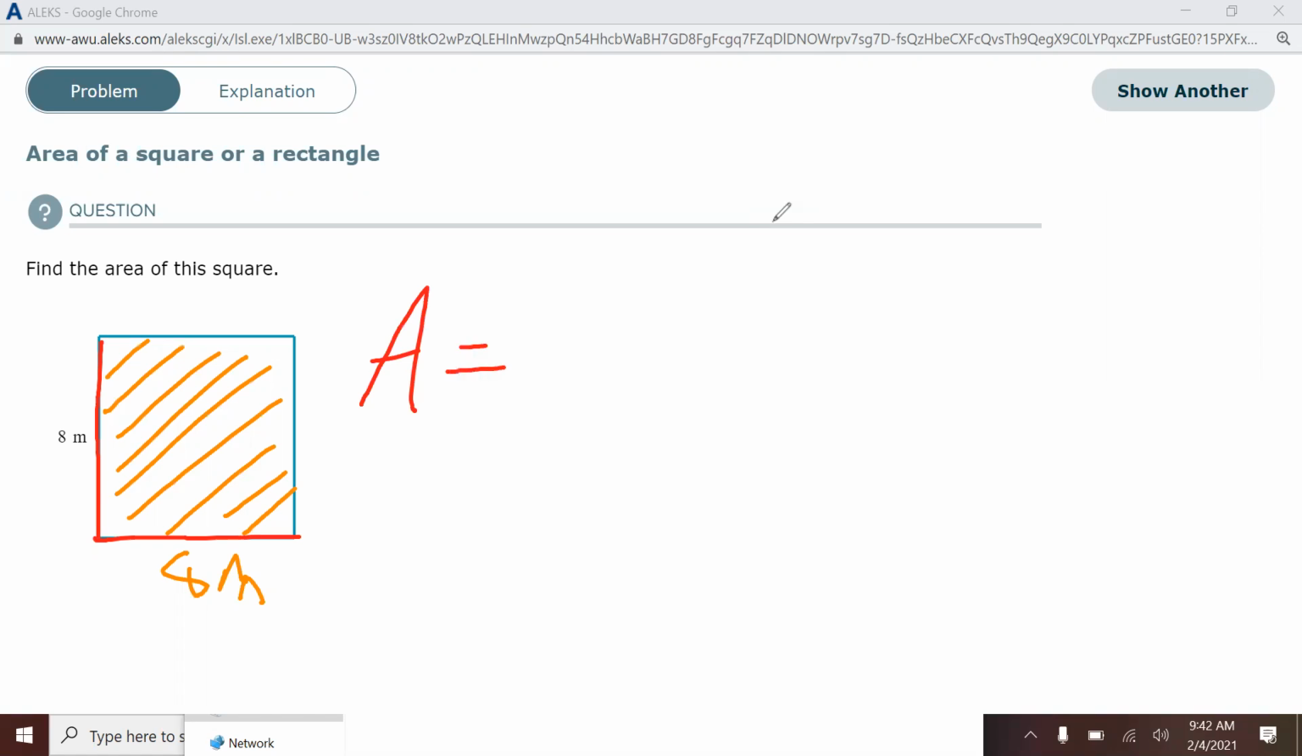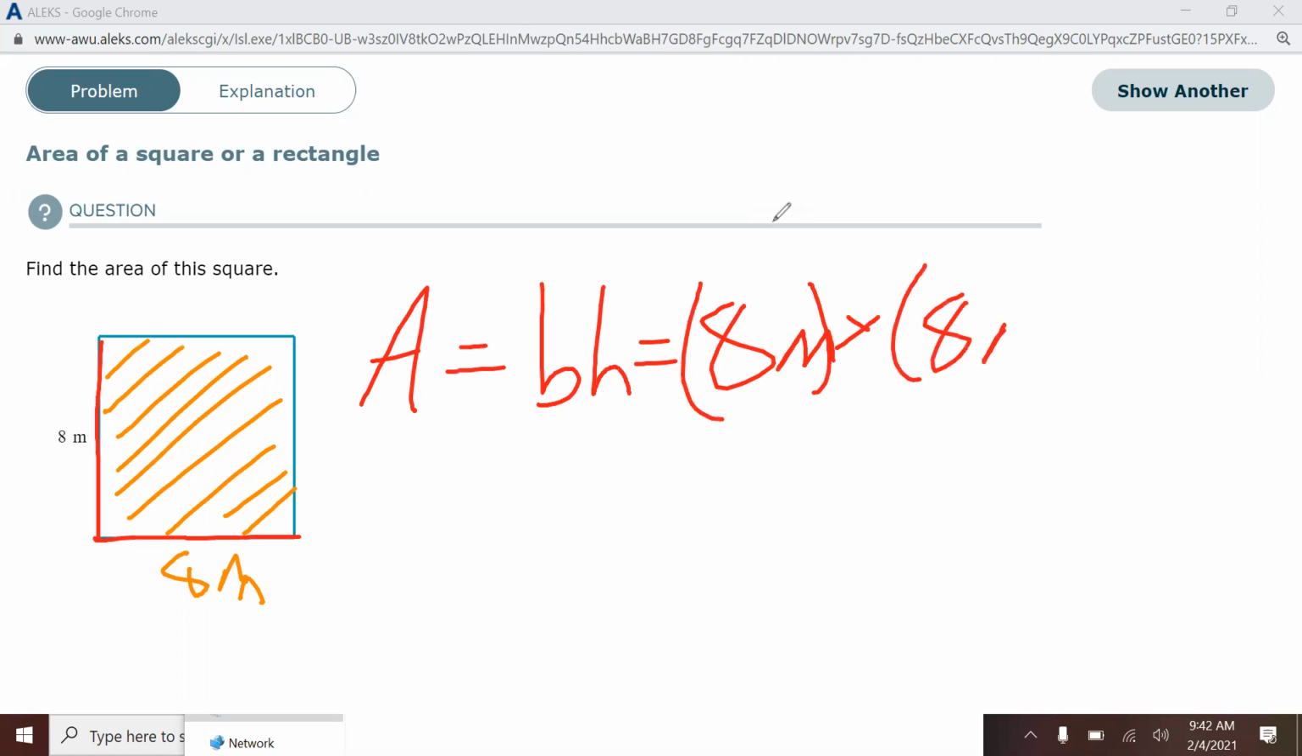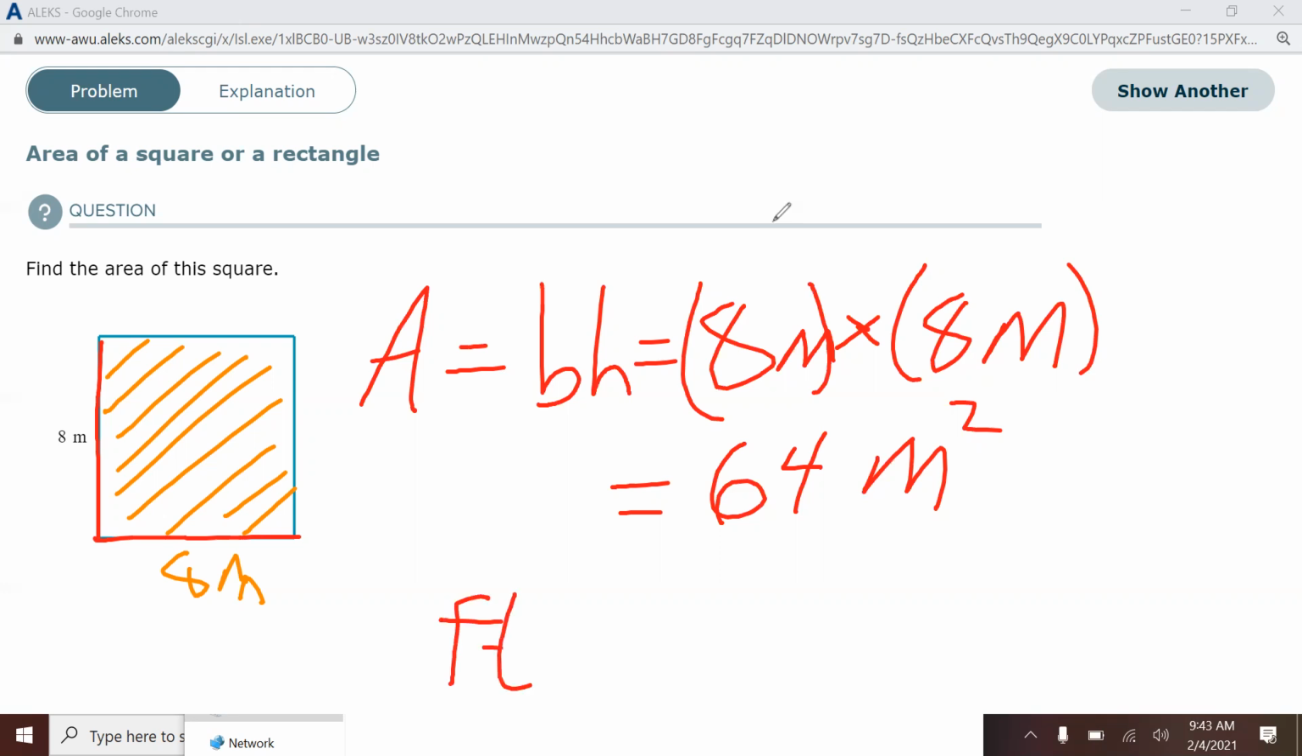Therefore, the area of the square found by multiplying base and height would be 8 meters times 8 meters. And 8 times 8 is 64. And m times m is m squared, or square meters. That's consistent with what we see in the real world. For example, when you purchase a home, you are interested in how many square feet there are in the home, or how much space the floor plan occupies. So that's how it's done.